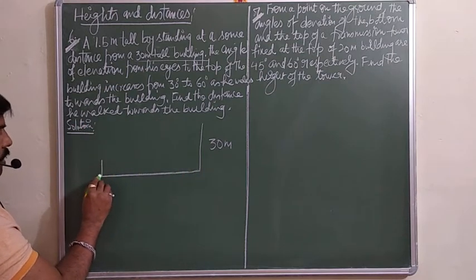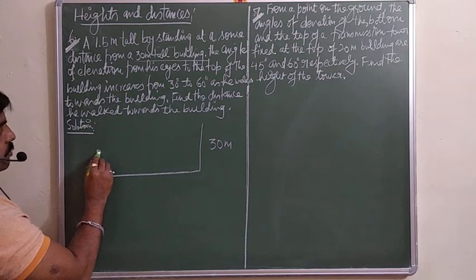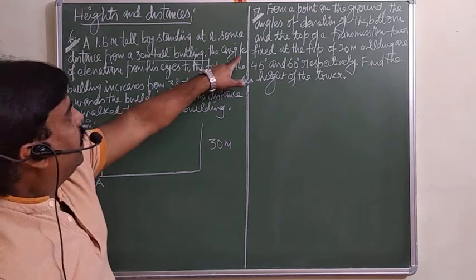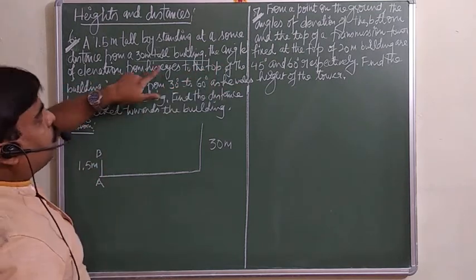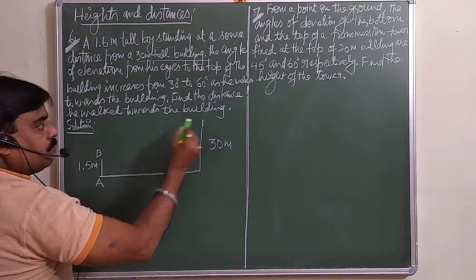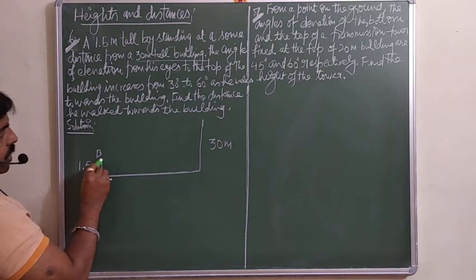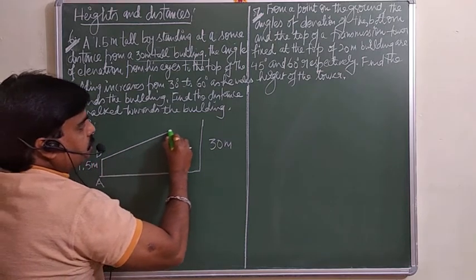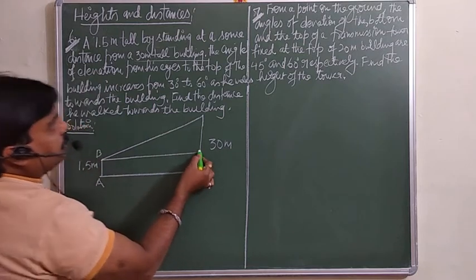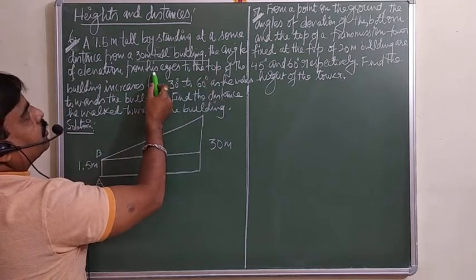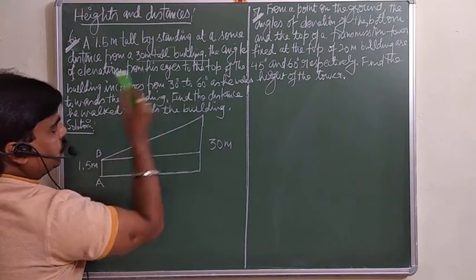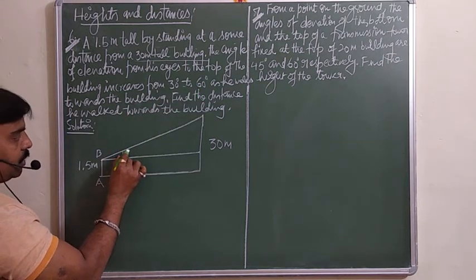The height of the boy is given as AB, which is 1.5 meter. The angle of elevation from his eyes to the top of the building, from the point B because the eyes are here only. The elevation angle is given. You are supposed to draw the parallel line. The angle of elevation from his eyes to the top of the building increases from 30 to 60, meaning here it should be 30.